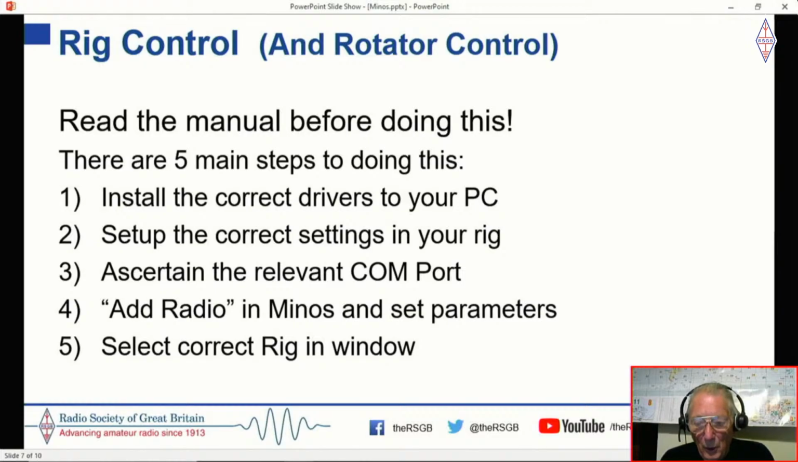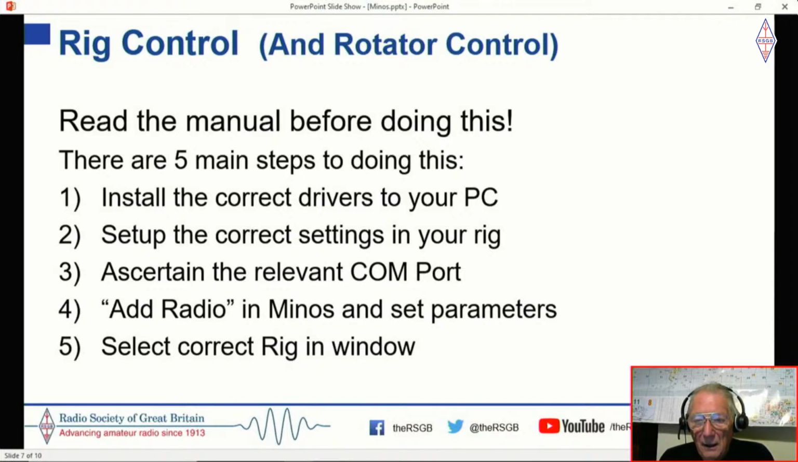There are a number of settings in the rig to set up so that it will work correctly with rig control. For example, the baud rate, the speed. You might need to check the address and the settings for stop bits and things like that. Also, ICOM rigs, for example, need a setting called CI-V Transceive switched off to operate reliably.